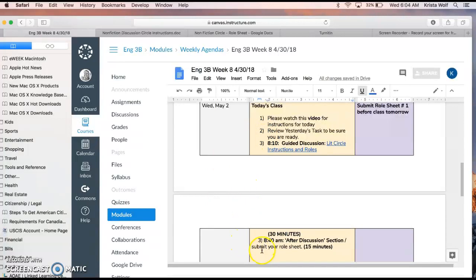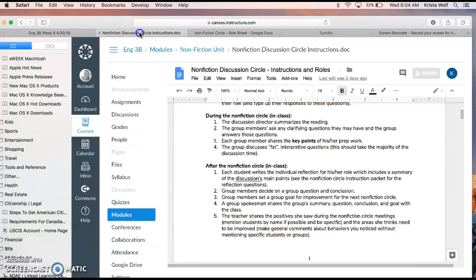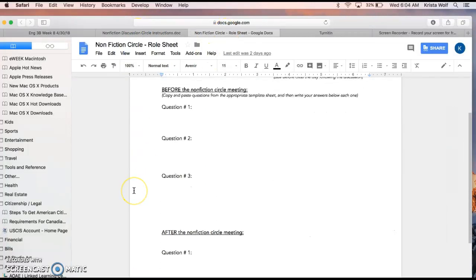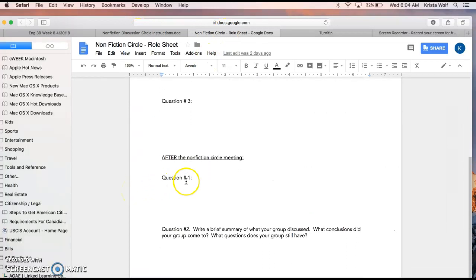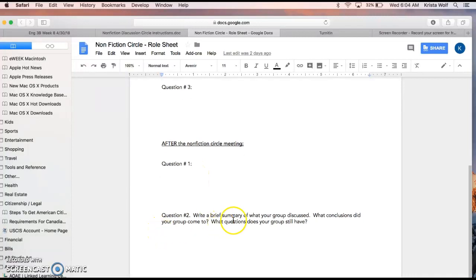And then at the end of the class, you're going to go back to your roll sheet, and you're going to respond to the question that you have from your designated role. There's one that's distinct for each role. And then everybody is also going to write a brief summary of what your group discussed, what conclusions you came to, and what questions your group still has. So that's the task that's going to get completed after, and needs to be turned in for homework.